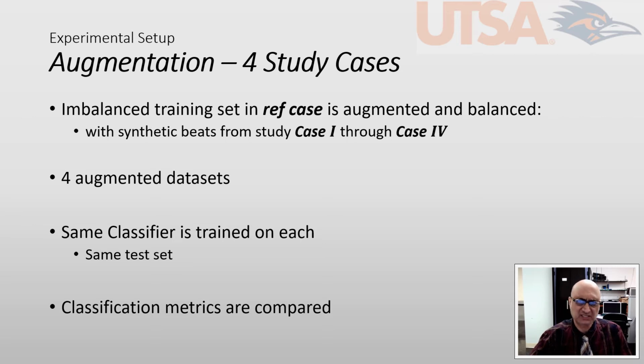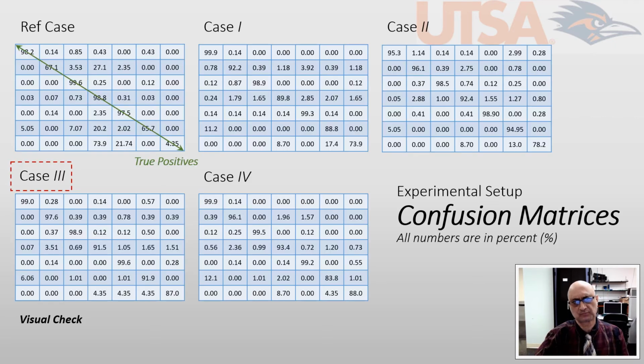So we generated data sets in 4 study cases. So we get 4 augmented data sets. Then we trained our classifier, the same classifier, on each of these augmented data sets. And then we compared the metrics. These are the confusion matrices for the reference case and also the 4 study cases. So by looking at the numbers, case 3 has a better result so far.